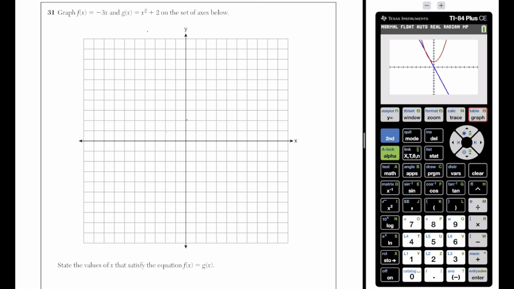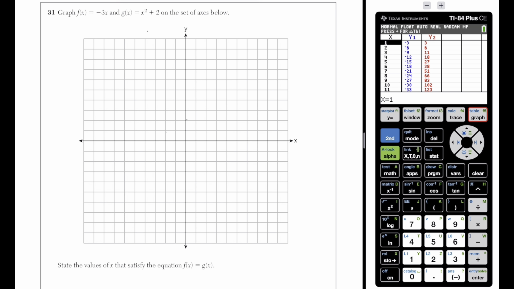And what I'm going to do is, you could trace it if you wanted to, but I actually want to go to the table. So hit second and table. And this is super helpful because now I have points that I can really graph. So with the first one, I'm just going to do the point 1, negative 3. And then 2, negative 6. And then 3, negative 9. And honestly, if you're not seeing the other points, remember you can just move up and you would have gotten to 0, 0.